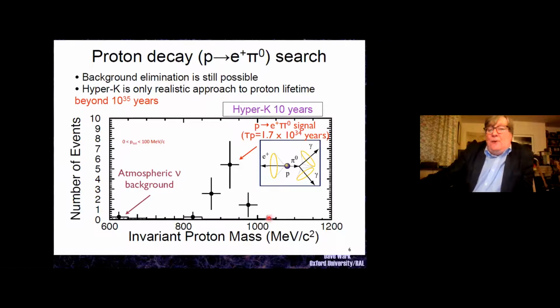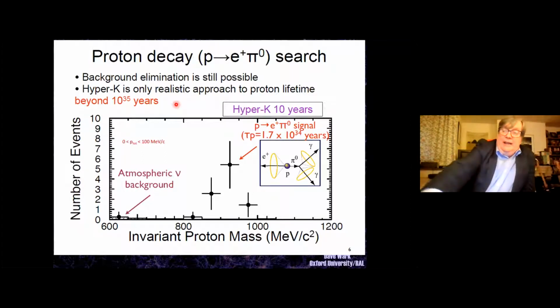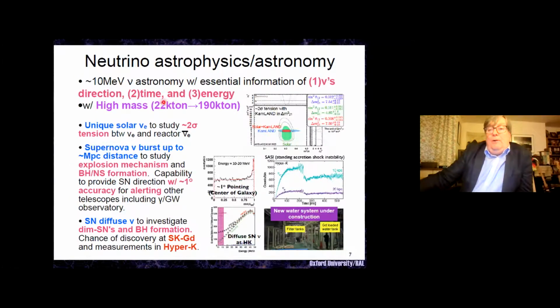Hyper K will be by far the most sensitive detector ever built for that, and will be sensitive to lifetimes of order 10 to the 35 years. Note that the universe is about 10 to the 10 years old. So this is 10 to the 25 times the lifetime of the universe. And let's hope the damn things decay. And we'll do all sorts of interesting astrophysics.